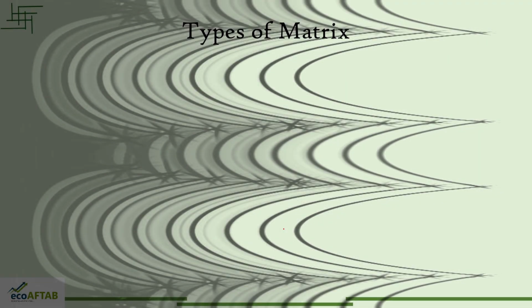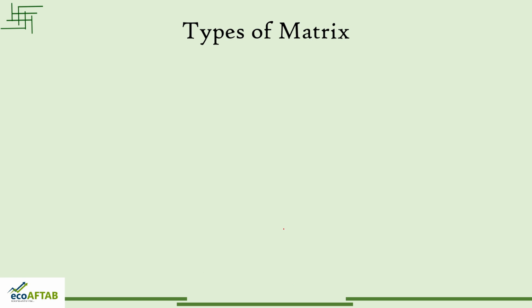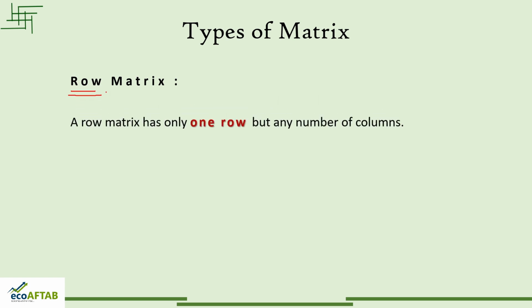there are different types of matrix. So very quickly we will go through the different types of matrix. First one is called a row matrix. The name itself tells what this is. It's a matrix which is having one row. A row matrix is having only one row but any number of columns.